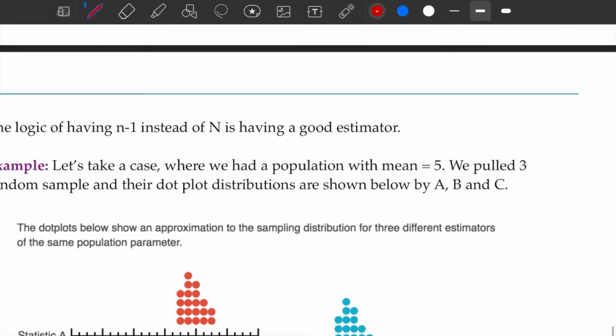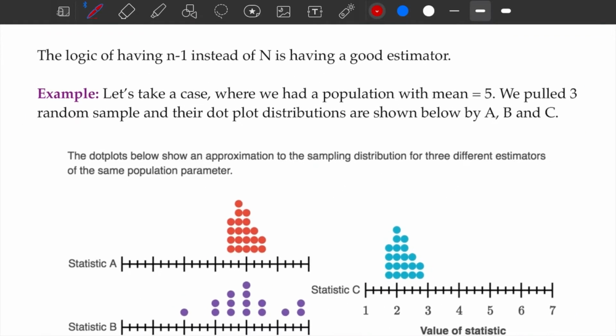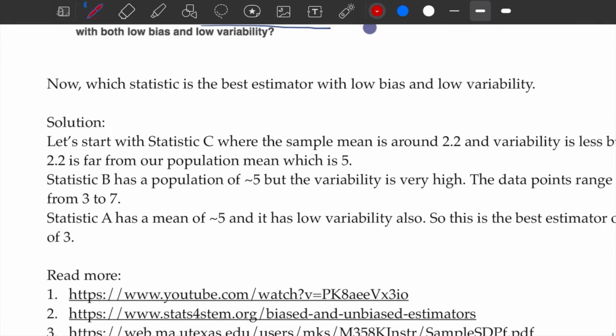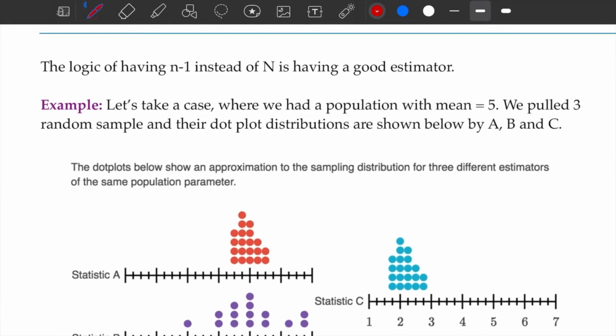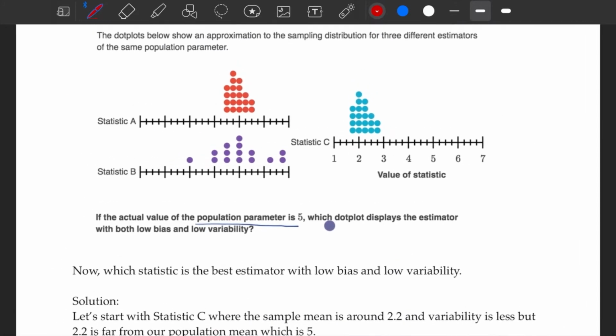We'll talk about that. Okay, so now I just took a screenshot from a video which I have given the link below. Now in this example we have three samples, sample 1, sample 2, sample 3, taken from the same population. All three are taken from the same population. Now the population parameter, which is nothing but the population mean, is equal to 5.